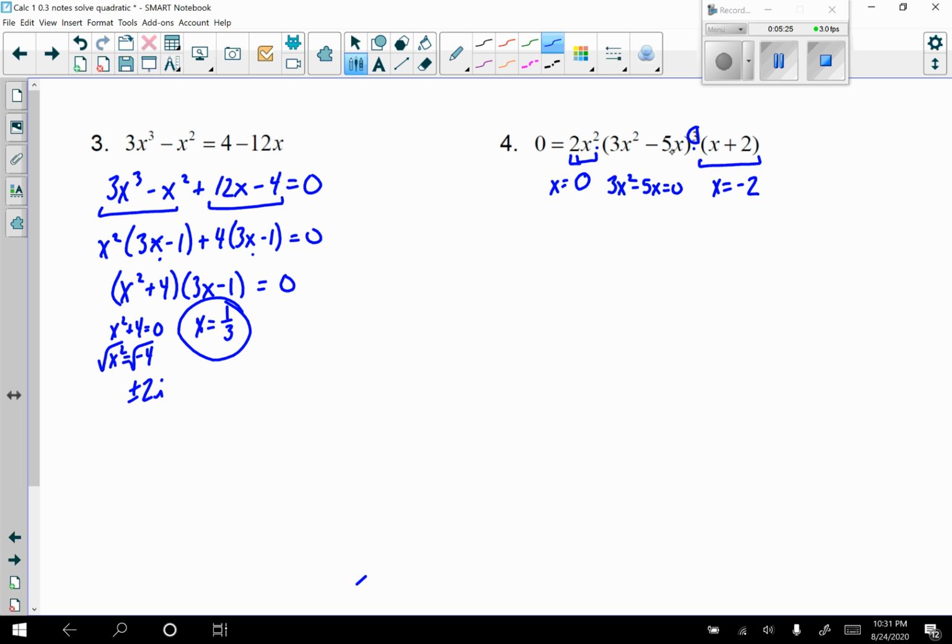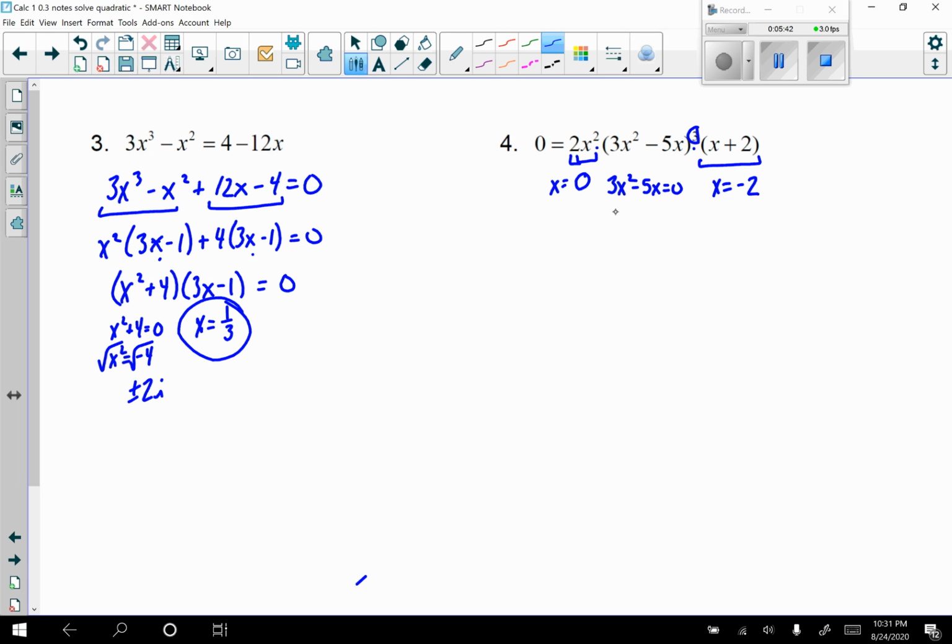Each factor is really its own little problem, no matter how complicated it is. That cube just says it's there 3 times. This answer will just have a multiplicity of 3, is what it's called. It just means it's there 3 times. Kind of goes back to bounce, wiggle, cross, if you remember that.